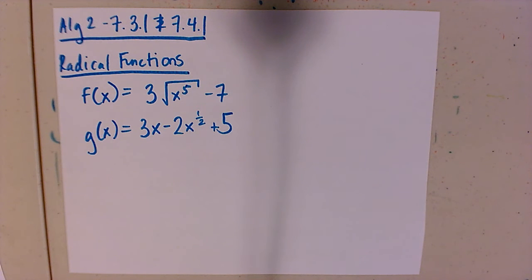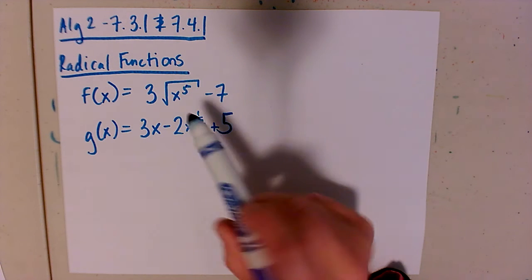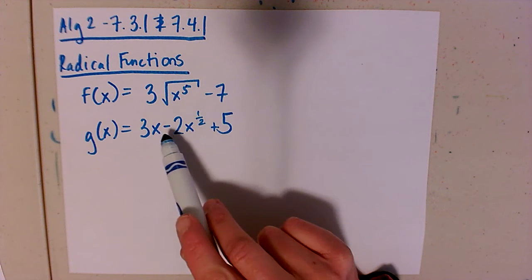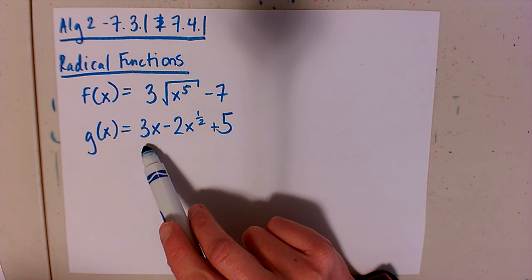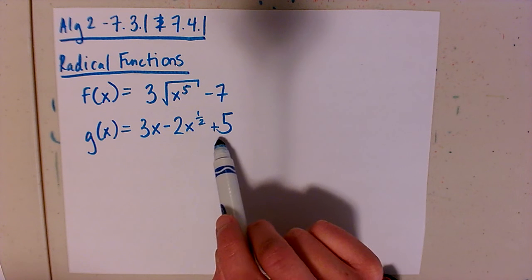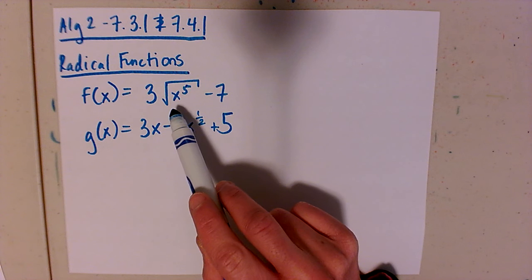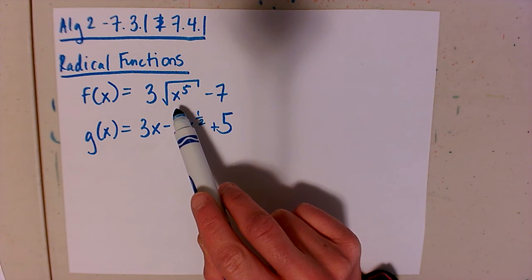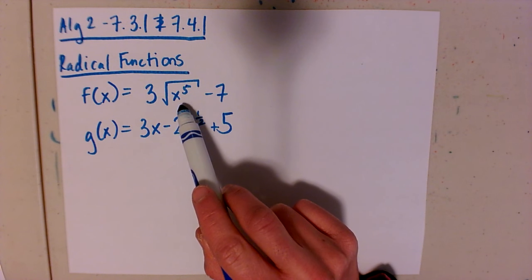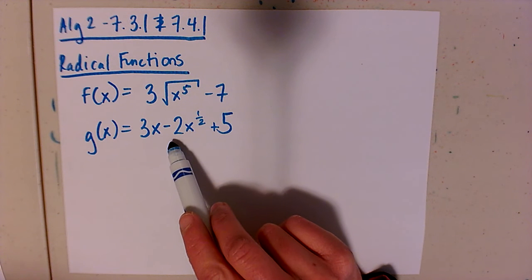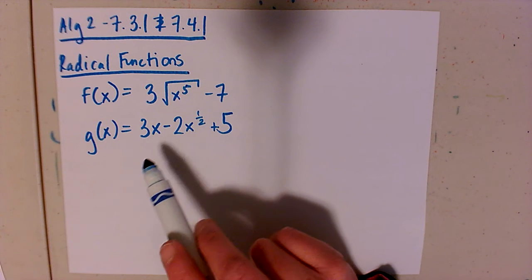So in the handout you're given some examples of radical functions, and these could look anything like this, 3 times the square root of x to the 5th minus 7, or you could have something that looks like this, 3x minus 2x to the 1/2 plus 5. Now, it's pretty obvious that f of x is a radical function because we have a radical inside of it. We've got the square root of x to the 5th. Now, it's not so obvious that g of x is a radical function.